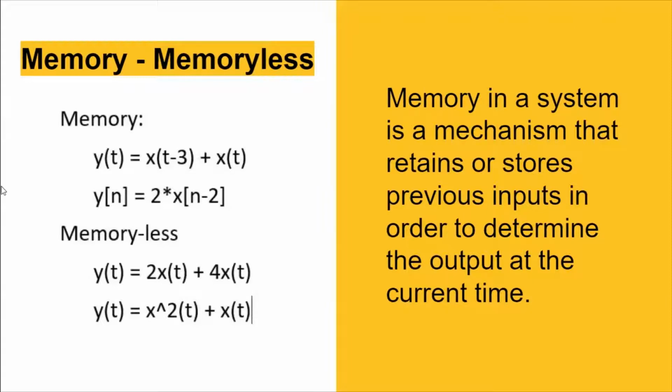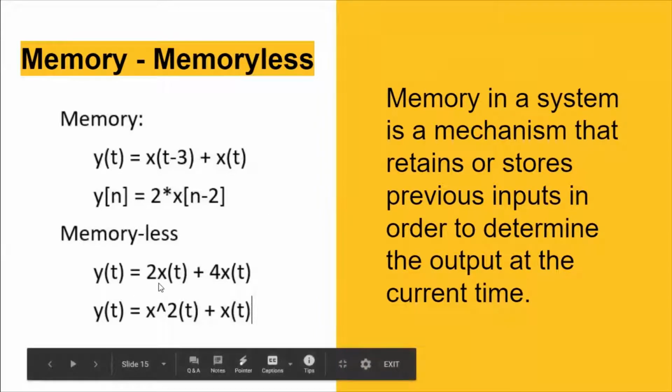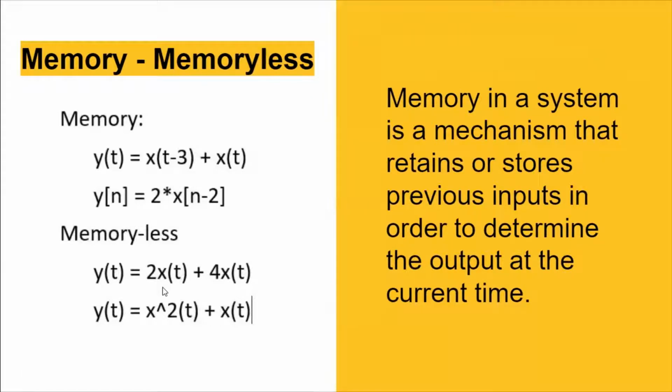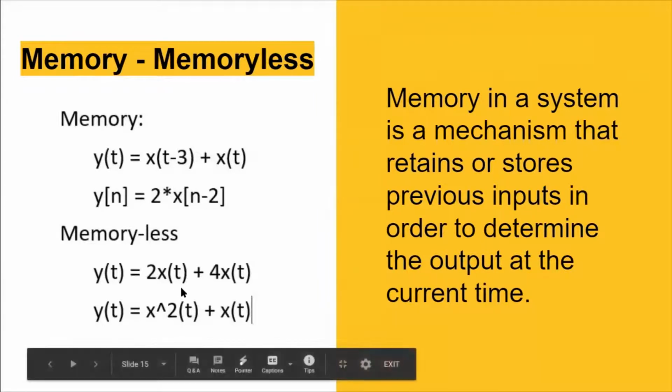And that's the same with the bottom one, where we have x of n minus 2. A system is memoryless if it's the opposite. It only takes x of t at the present time, so there's only a singular t.